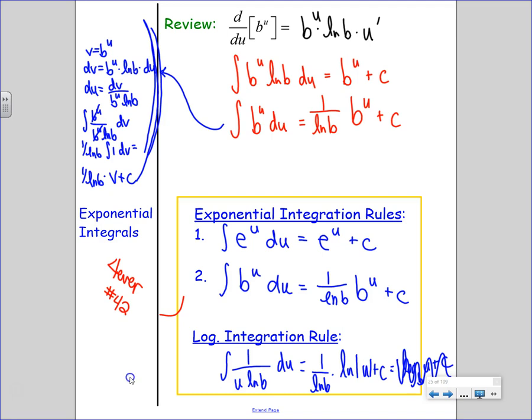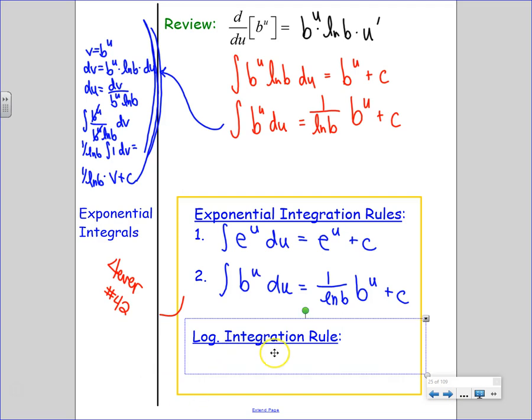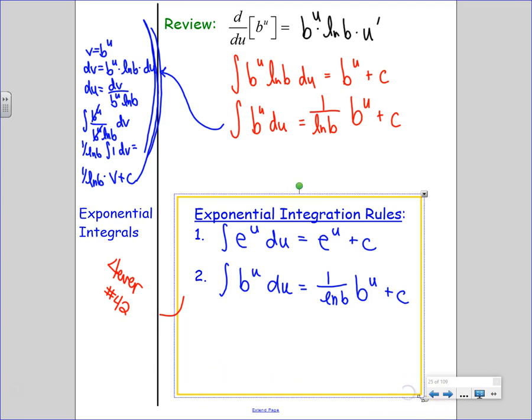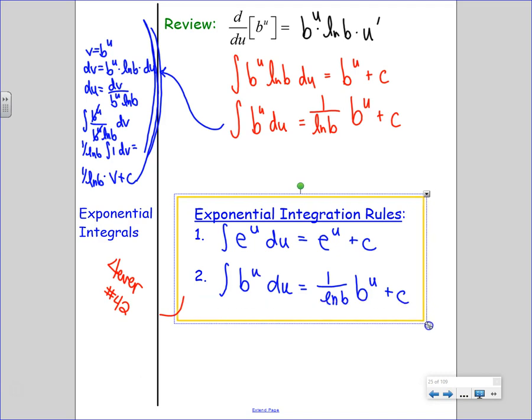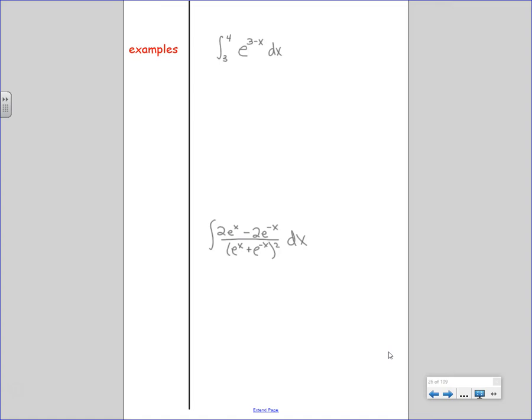Here's a quick heads up. We're always going to use ln's whenever we see 1 over u, and maybe we'll have a constant that makes it a log, but we're just going to use ln's. So it's kind of nice. We need to have a derivative rule for log base b, but we don't need to have an integral rule. Snap.